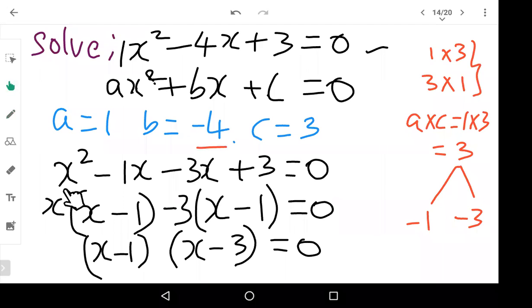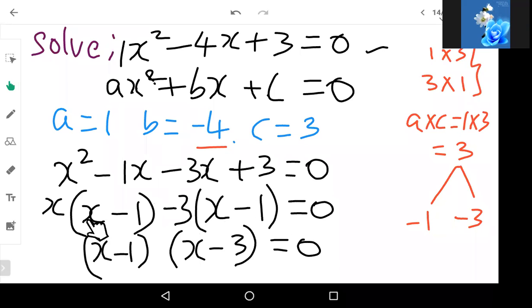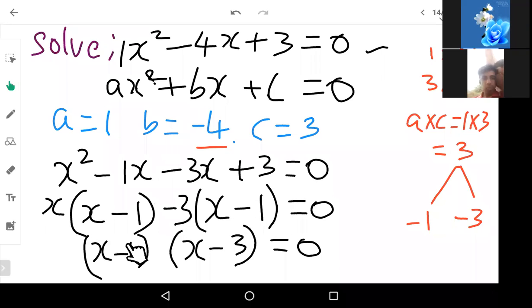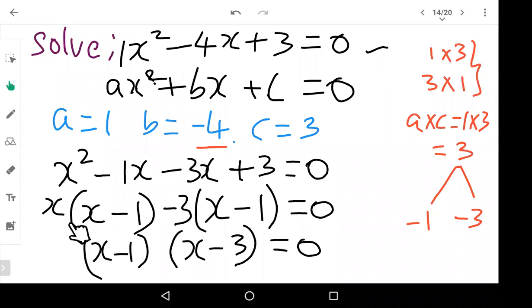And then in this step, I rewrote the whole equation saying x square minus x minus 3x plus 3 is equal to 0. And I took x as common, so x minus 1 is remaining. Again, I took minus 3 as common, so x minus 1 is remaining. So I have two expressions: x minus 1, which you write only once, and then the remaining x minus 3 is supposed to be written again.